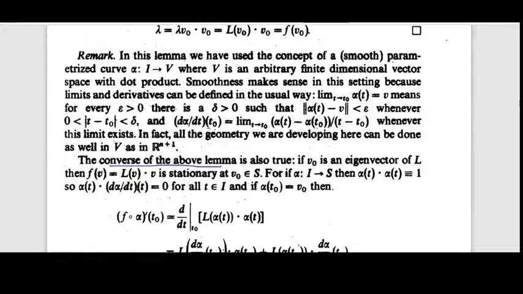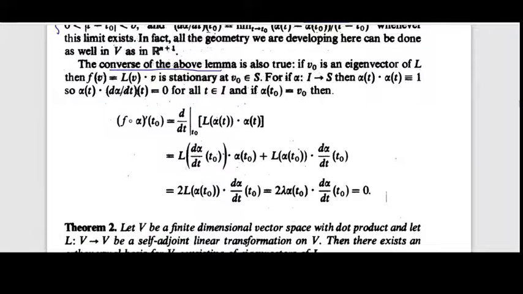You just read this remark. Today we'll start with the converse of the above lemma, which is also true. That is, if v naught is an eigenvector of L, then f of v equals L of v dot v is stationary at v naught belongs to S. Here alpha is from I to S, alpha be a parameterized curve with alpha of t naught equal to v naught.